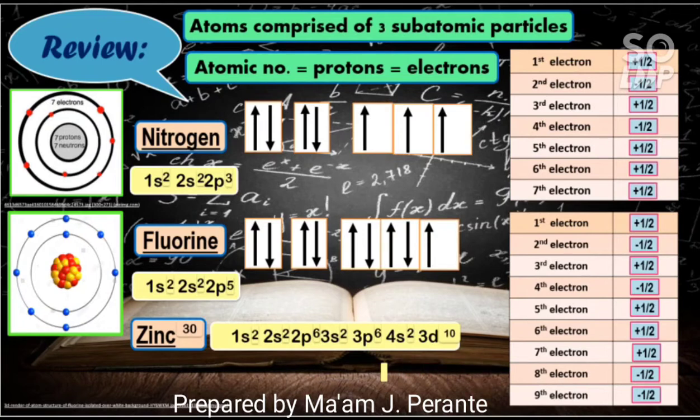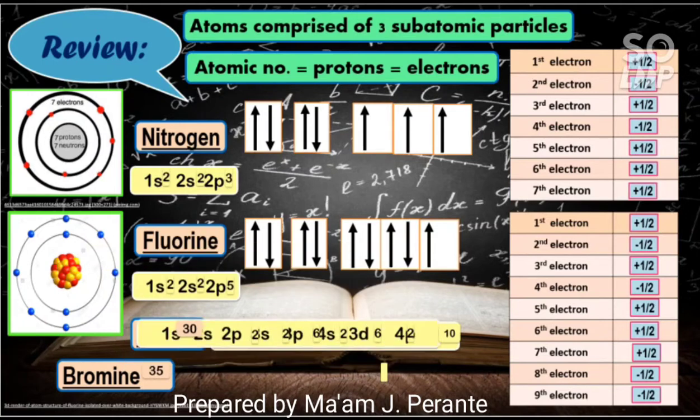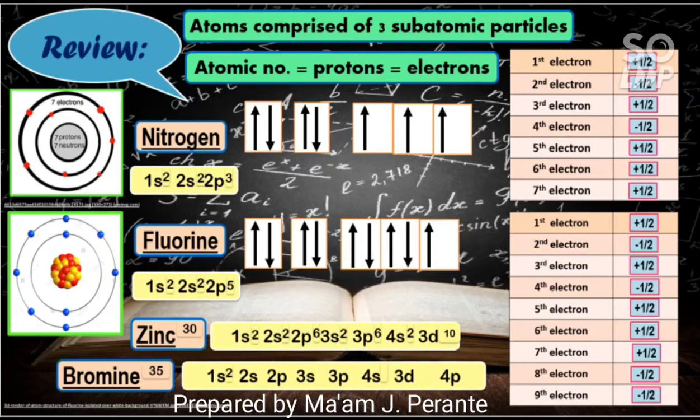If it is equal to 30, let's proceed to the next, which is bromine, having 35 electrons. So the configuration will look like this: 1s2, 2s2, 2p6, 3s2, 3p6, 4s2, then 3d10, and since we need 5 more, that will be 4p5.